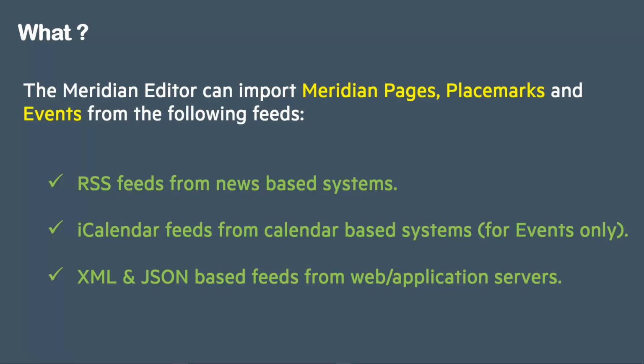The Meridian editor can be configured to import pages, place marks and events into your Meridian-based app. It supports three main types of import feeds: RSS feeds from news-based systems, iCalendar feeds from calendar-based systems, and XML and JSON feeds from web or application servers.